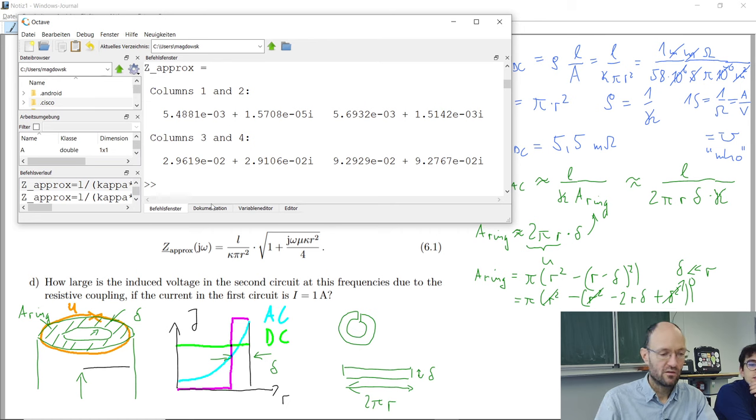And how do I get, so this is the complex impedance. How do I get the resistance from the complex impedance? So this complex impedance, let's say, includes the resistance of the wire and the internal inductance of the wire. But here we are just interested in the resistance. So from an impedance, how do I get resistance?